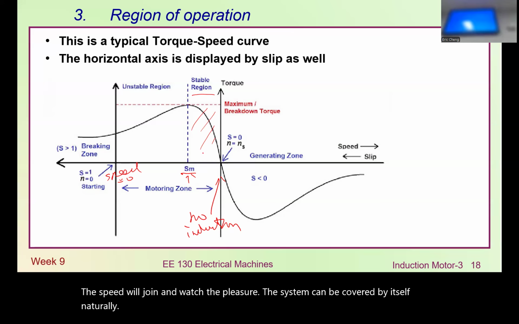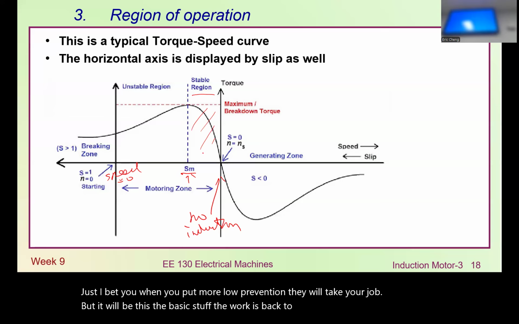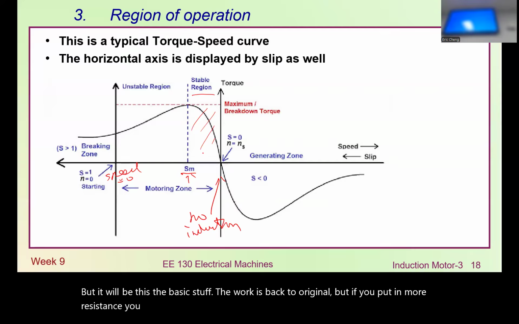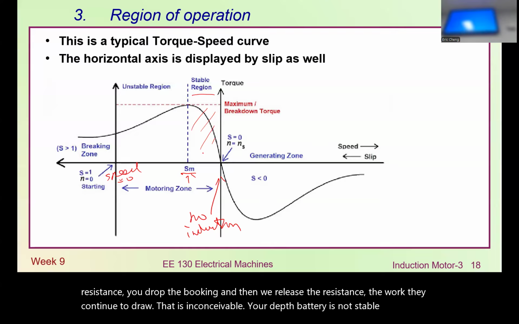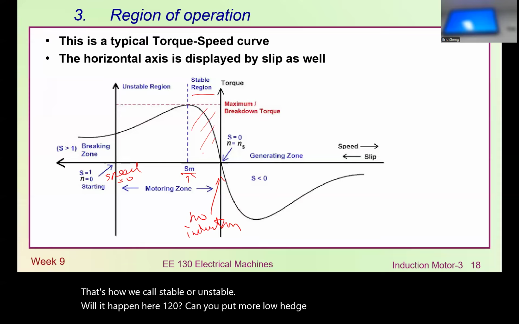Just like a battery, when you put more load on the battery, the voltage will drop. But if you release the resistance, the voltage goes back to the original. But imagine if you put in more resistance and the voltage drops, and then when you release the resistance, the voltage continues to drop. That is inconceivable. Your battery is not stable, right? That's how we call stable or unstable. When you power from the 120 V outlet and put on a load like a hair dryer, the voltage drops slightly. But when you release the hair dryer, if the voltage still continues to drop and cannot recover, that will be a disaster.